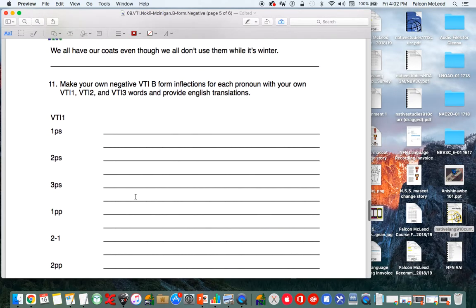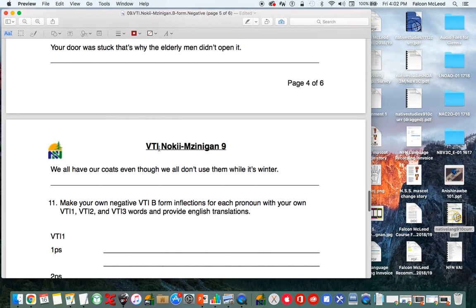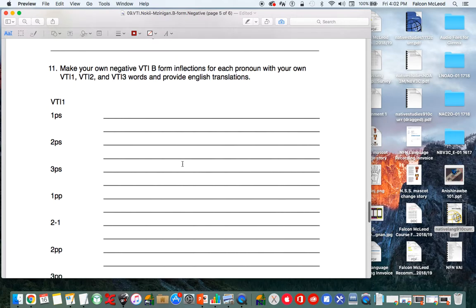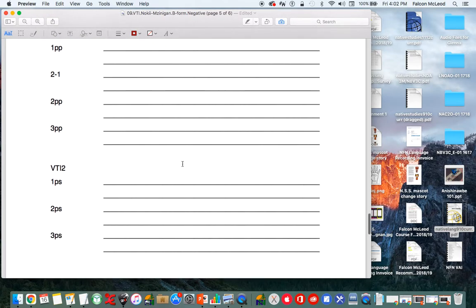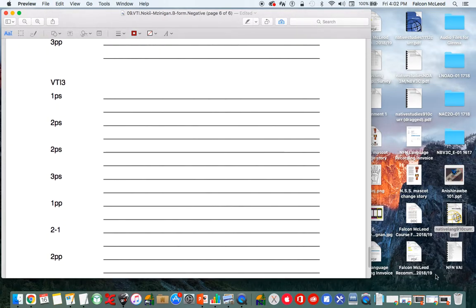All right. So now I'll leave the rest of those translations for you guys to do. So make your own VTI B form inflections for each pronoun with your own VTI 1, 2, and 3. So I did VTI 2 last time. I'll do a VTI 3 this time. So we're just adding the negative suffixes. I'll just throw a gishben on all these. Gishben, oops.